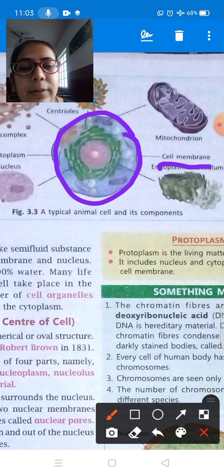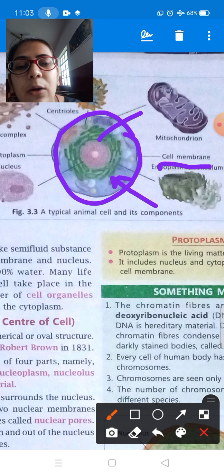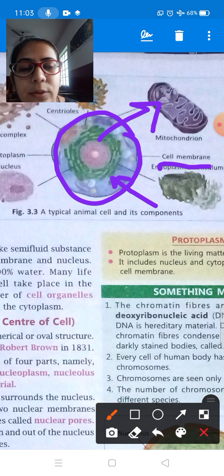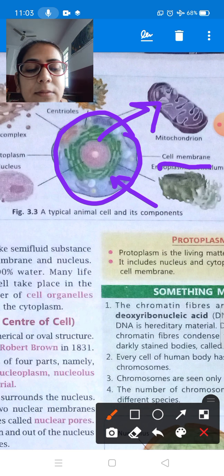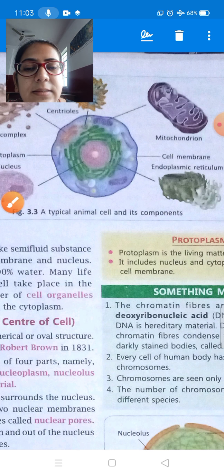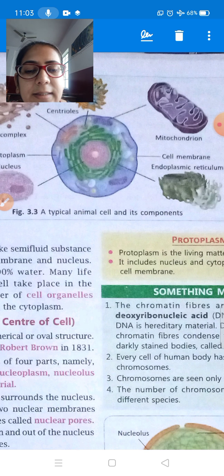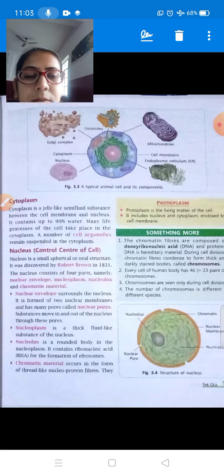It is selectively permeable. So only that substance can go inside the cell by crossing the cell membrane to which the cell membrane allows. And only that substance can come outside the cell to which the cell membrane allows. So the cell membrane is selectively permeable. Only selected substances can cross the cell membrane, can go inside the cell and can come outside the cell. So students, it is selectively permeable.